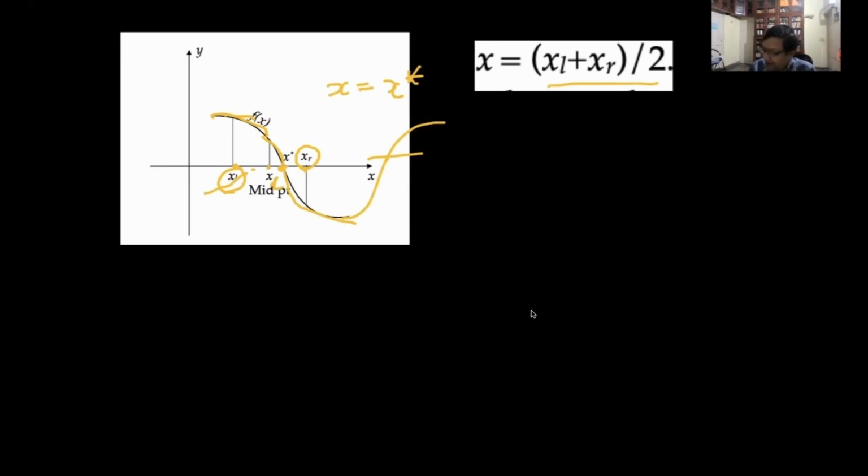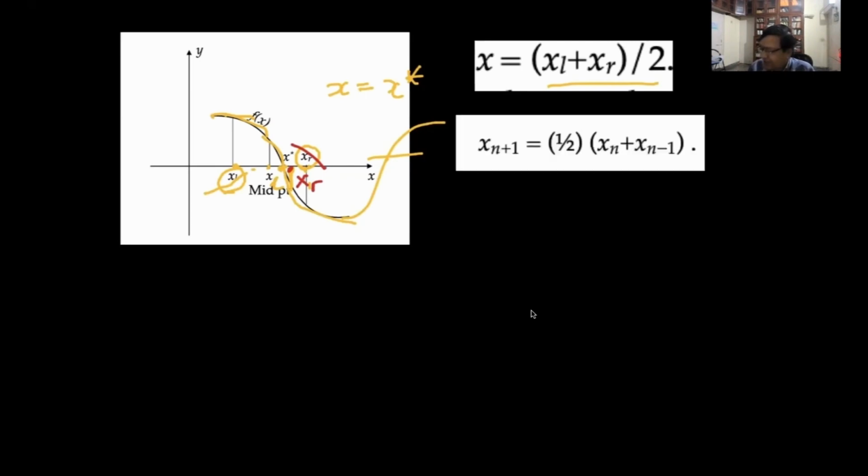After that, again I compute the midpoint, with the new XL and XR. The midpoint will be somewhere here, and this is my new midpoint. Now it is to the right, so I knock off this XR and call this the new XR. I'm basically getting closer and closer to the root, and that's how we get to the root.